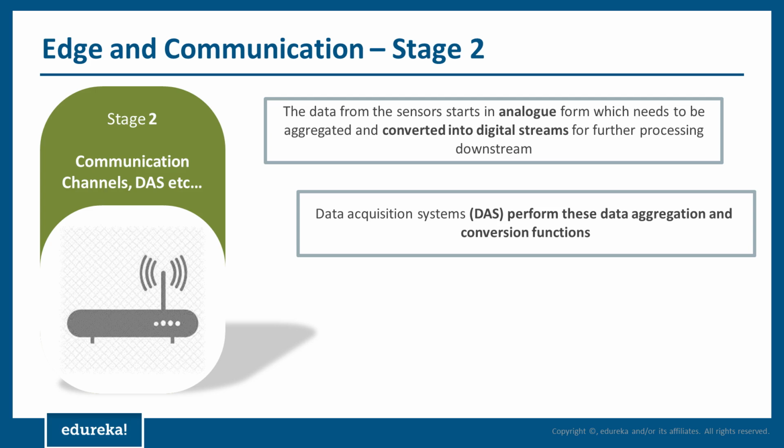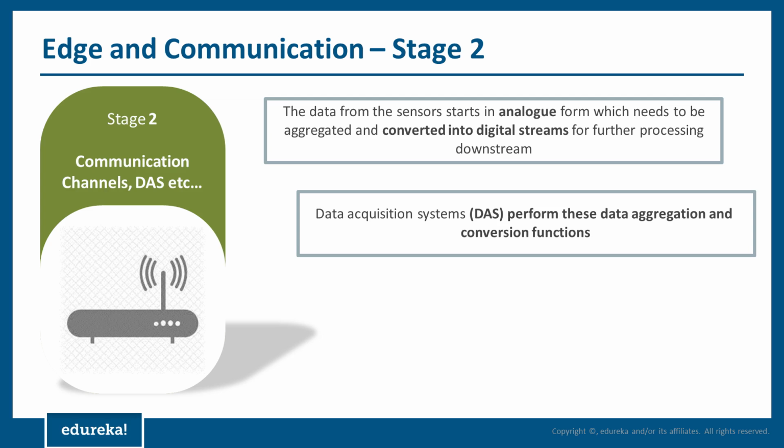Now coming to stage two. The data from the sensor starts in analog form, which needs to be aggregated and converted into digital streams, correct? So data acquisition systems perform these data aggregation and conversion functions. Typically, once the data is available, you may have 20 different sensors at different locations within a factory or anywhere. But then there's an aggregation system where all this data comes in, and your sensor may send the data every 1 second.